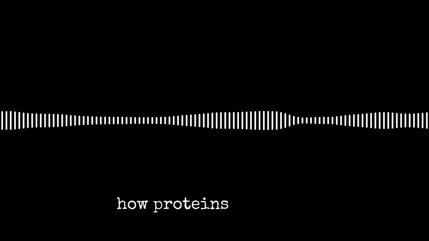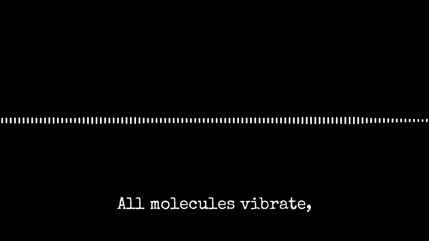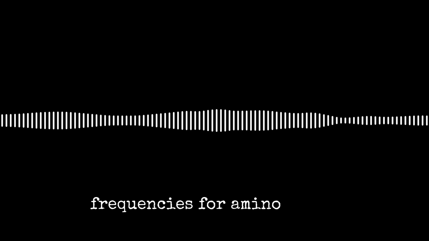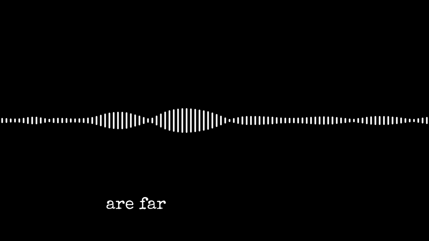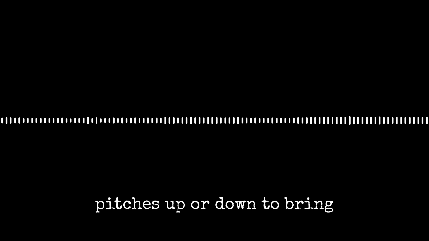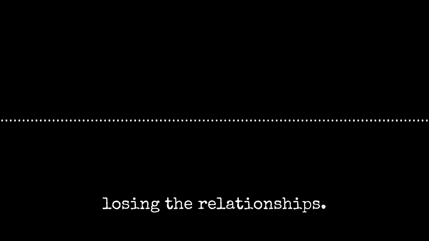If you're wondering how proteins can sing, here's the short version. All molecules vibrate. They stretch, bend, and twist at characteristic frequencies. For amino acids, the letters of the protein alphabet, those frequencies are far above what we can hear, often in the terahertz range. So scientists use transposition, shifting pitches up or down, to bring those frequencies into the audible range without losing the relationships. Transposition is a familiar musical idea.